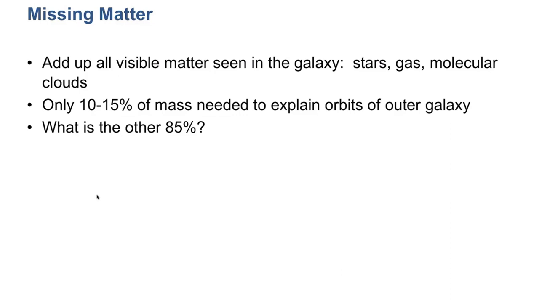That's a real problem, right? 85% of the mass of the galaxy seems to be missing. We can only see about 10 to 15% of it. That's a real problem. So what is this stuff? What do we call this stuff? We actually don't know what it is.